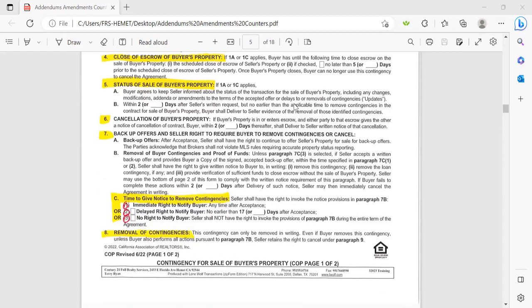Okay, close of escrow. So buyer has until the following time to close escrow on sale of buyer's property. This again is to protect the seller, or actually it protects both, okay? It protects the seller as far as their time goes, because somebody could drag this out for a really long time, couldn't they? I mean, couldn't the buyer just say, well, I still haven't found the property, so we need an extension. I still haven't found the property, we need an extension. It can be drug out for a really long time. And the same thing from a buyer standpoint.